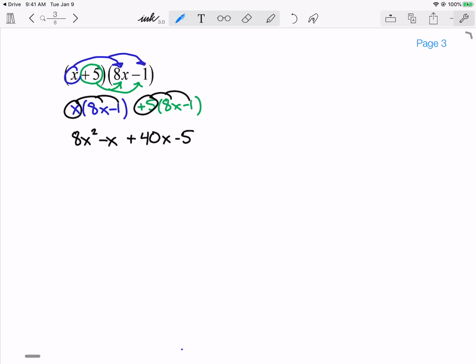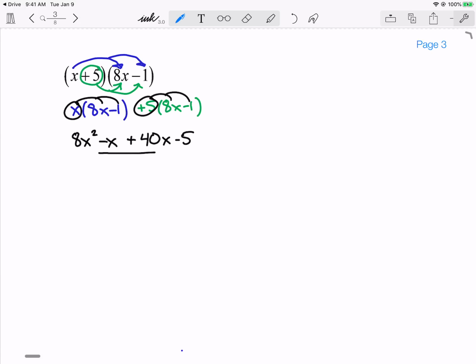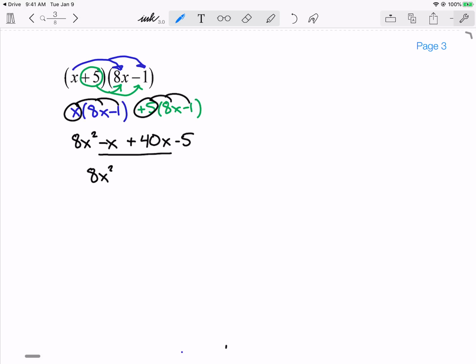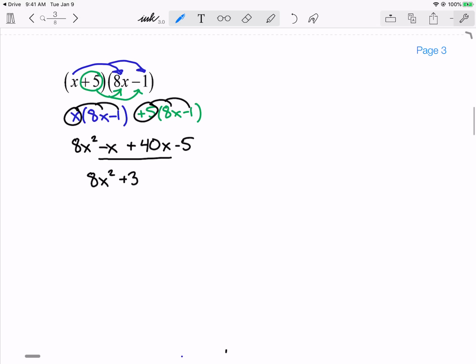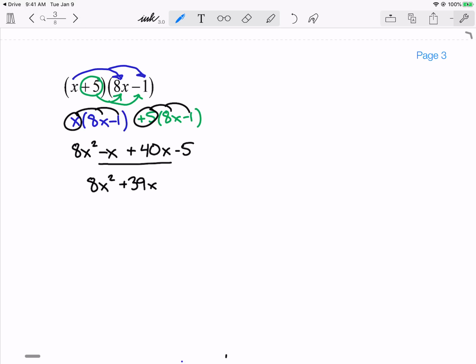And the final result, I have to combine these two terms in the middle because they are like terms. So I end up with 8x squared plus 39x minus 5. Now there's several ways to do this problem. Some people like to make a table, and you can do this for multiplying any numbers you want.